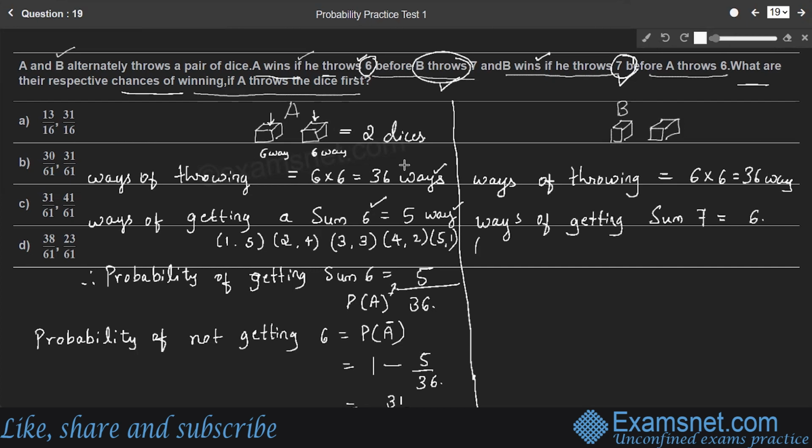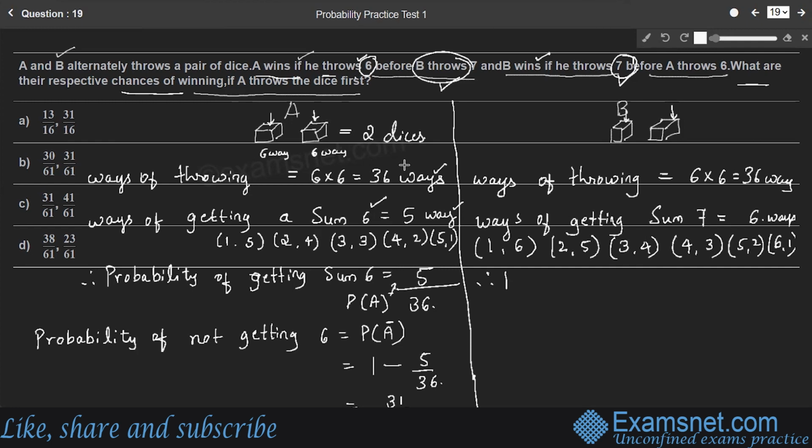So if you get 1 at the top face and 6 at the top face of the next dice, the sum becomes 7, right? If you get 2 and 5, the sum becomes 7. If you get 3 and 4, the sum becomes 7. If you get 4 and 3, the sum is 7. If you get 5 and 2, sum is 7. Then 6 and 1. In these 6 cases, the sum of the top faces of 2 dice is equal to 7, right? Therefore, there are 6 ways of getting sum 7.